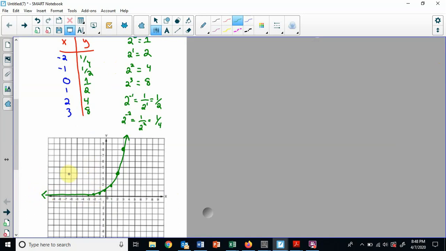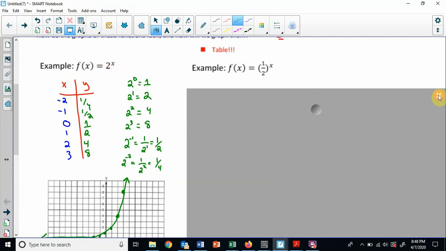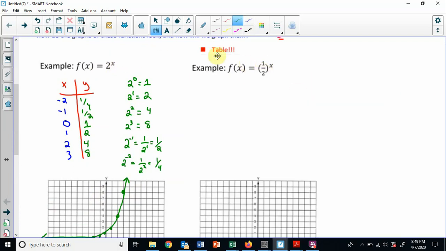Now, there's another interesting change to this graph that can occasionally happen. It depends on what the base is raised to the exponent. And I got another base over here. I used a similar number. Instead of 2, I used a half. Okay? So we'll talk about these bases in a second.